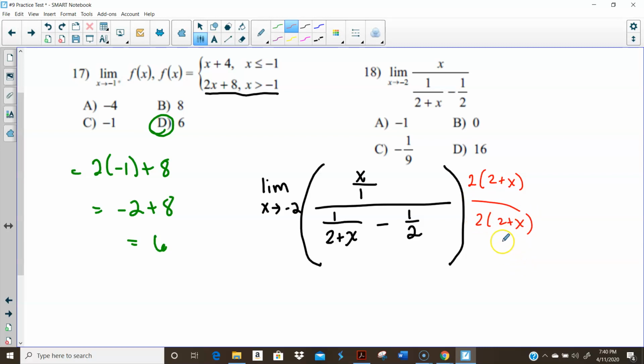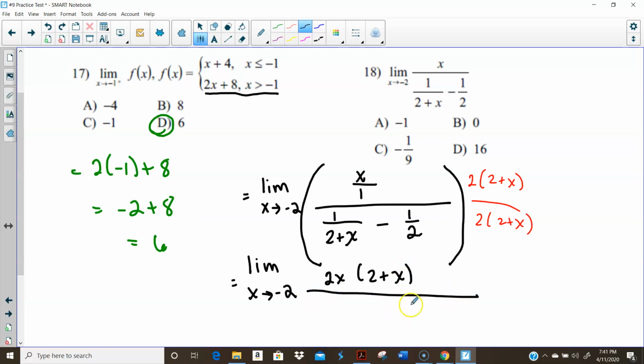This is one of the reasons why we've been working on this strategy all year, for problems like this. So you can see that in the numerator, nothing's going to cancel. You're going to keep the limit still. So the limit as x approaches -2, you always keep the limit in your problem until you use direct substitution. So 2x is going to be 2x times 2 plus x. So that's the numerator. In the denominator, the 2 plus x will cancel with this 2 plus x, which gives me 1 times 2 is 2.